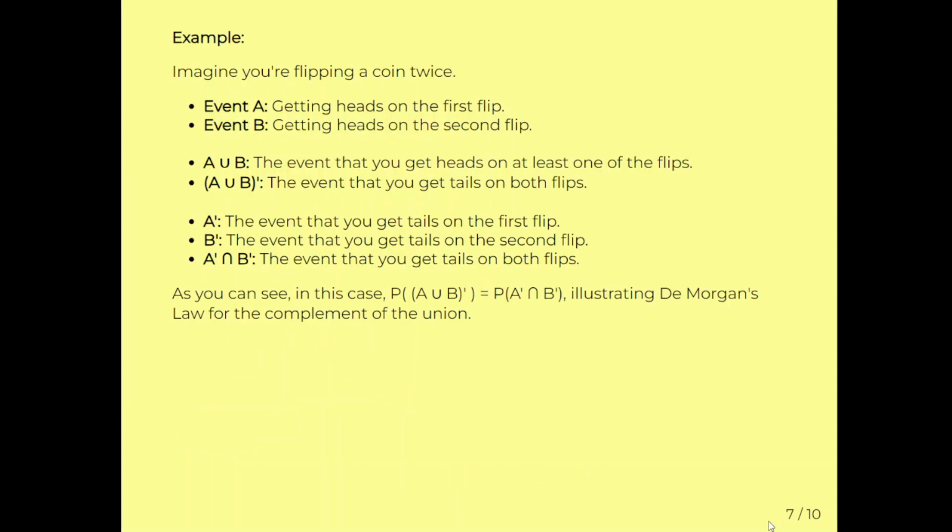Okay, so quick example and we'll finish it up. Imagine you are flipping a coin twice. Event A, getting heads on the first flip. Event B, getting heads on the second flip. A union B, the event that you get heads on at least one of the flips. And the complement of that is that you get tails on both flips. The complement of A is the event that you get tails on the first flip. The complement of B is the event that you get tails on the second flip. The complement of A intersected with the complement of B is that you get tails on both flips. So it demonstrates it as well, a worked example like that if the visual approach does not help you.